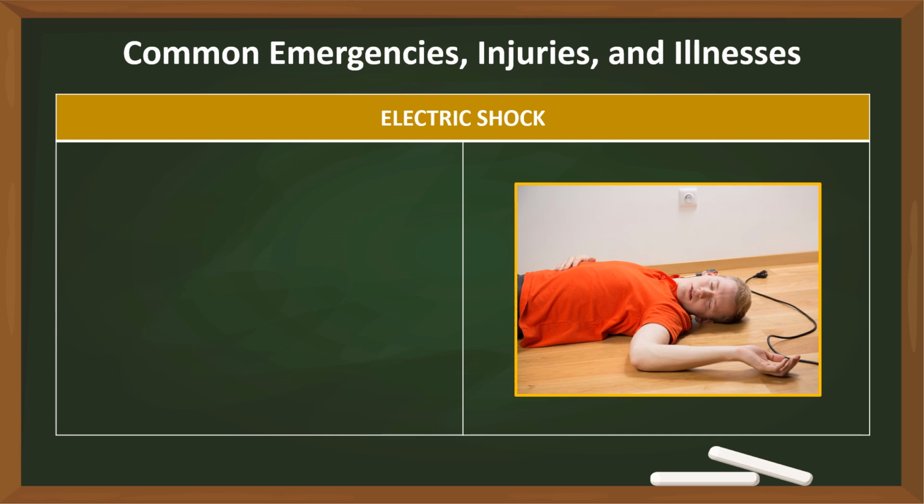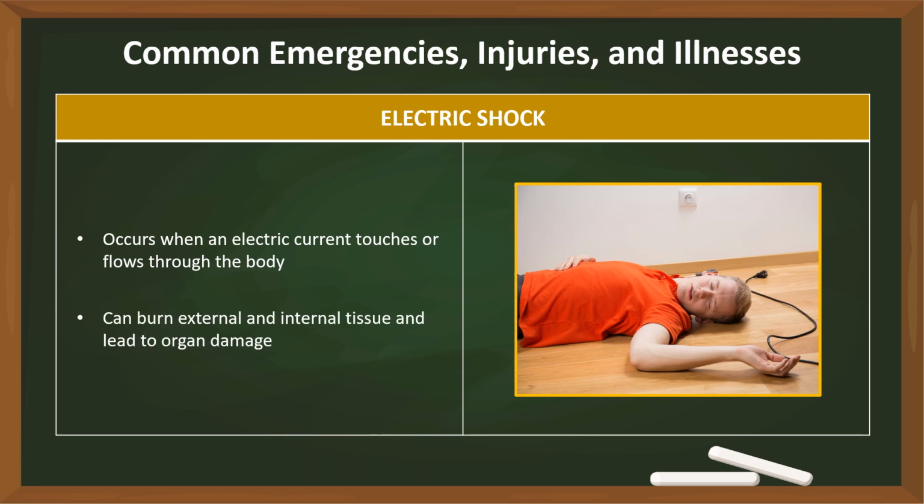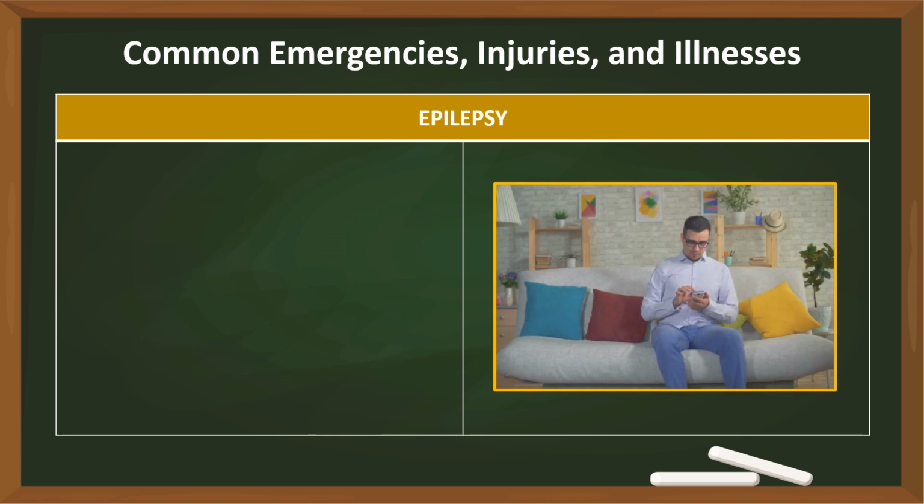An electric shock is another common emergency. It occurs when an electric current touches or flows through the body. An electric shock can burn external and internal tissue and lead to organ damage. As for epilepsy, it's a disorder of the nervous system involving abnormal brain activity.